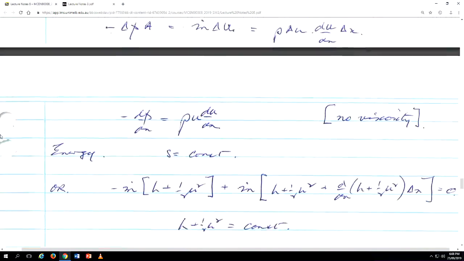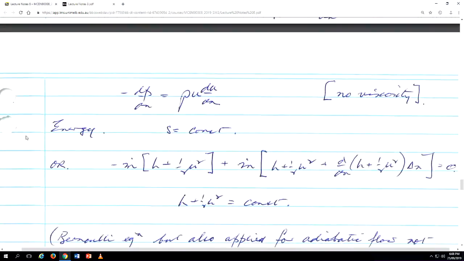Which gives us, of course, this cancels with this here, and so all I've got is this here. That's got to be equal to 0. d dx of (h plus a half u squared) is equal to 0, meaning that h plus a half u squared is constant. Well, we've seen that before.